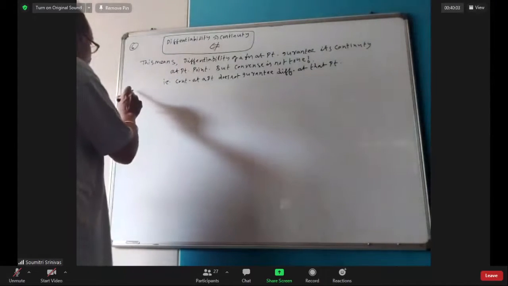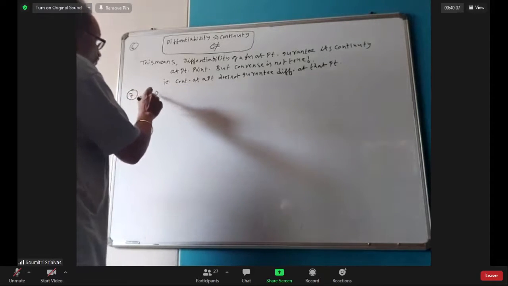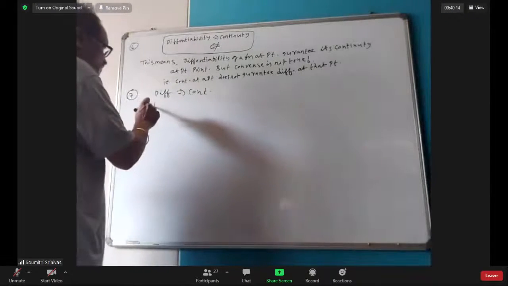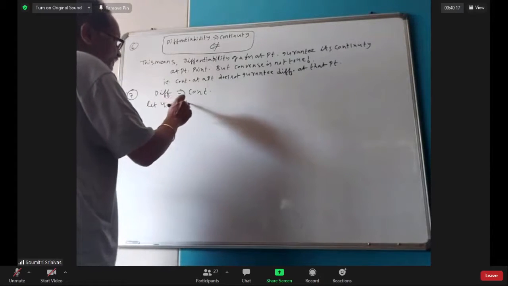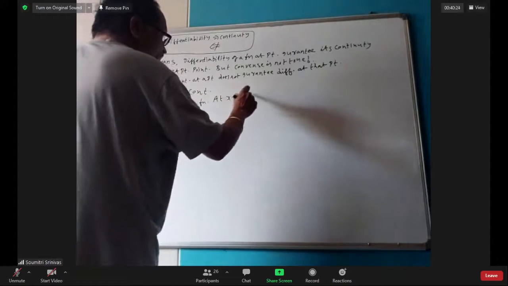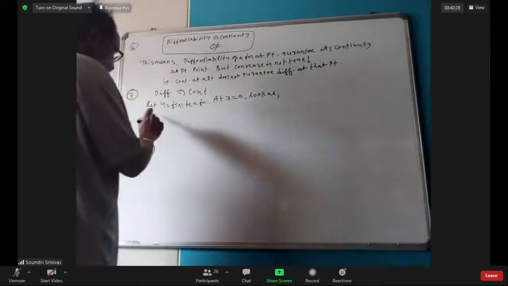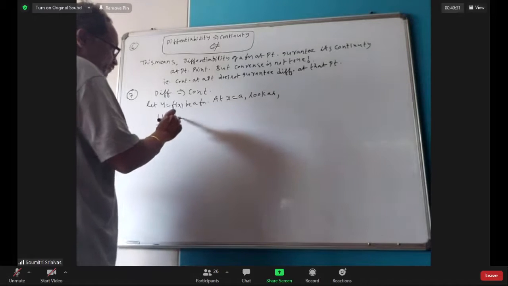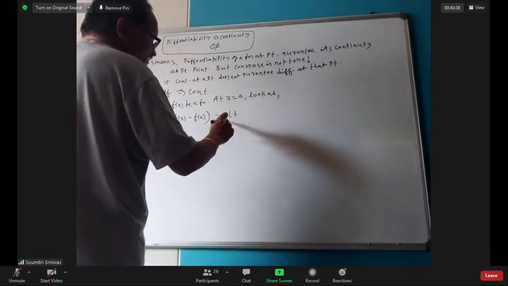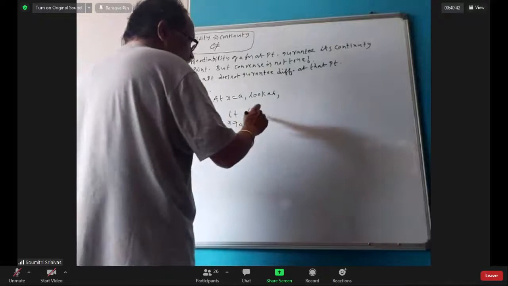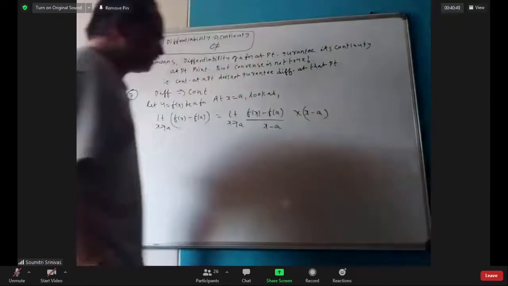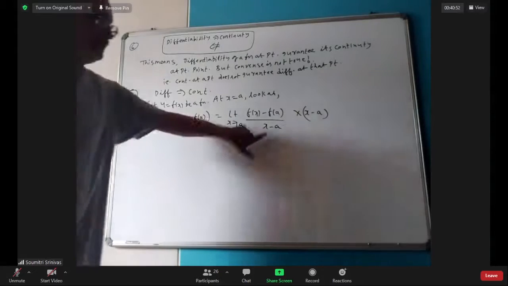Why is this so? Differentiability implies continuity. Let y is equal to f of x be a function. At x is equal to a, look at limit x tending to a of f of x minus f of a. I'll write this as limit x tending to a of f of x minus f of a by x minus a, into x minus a. Can I write this way? Yes, sir. I multiplied and divided by x minus a.